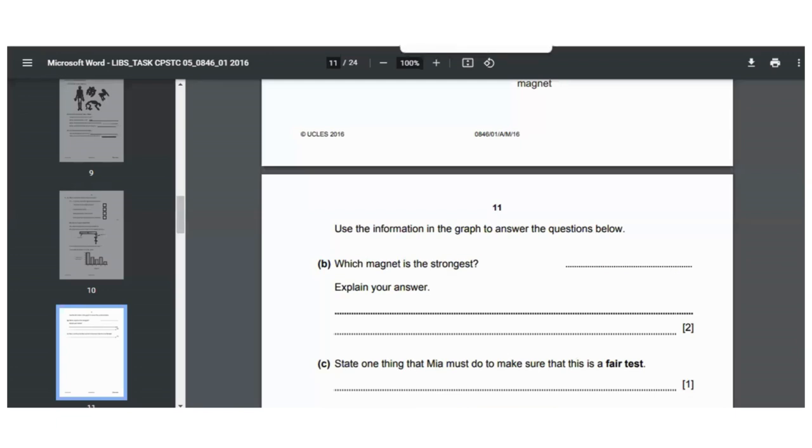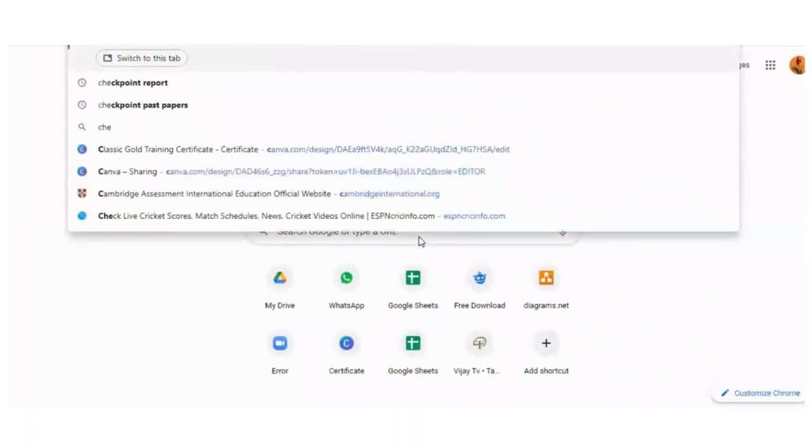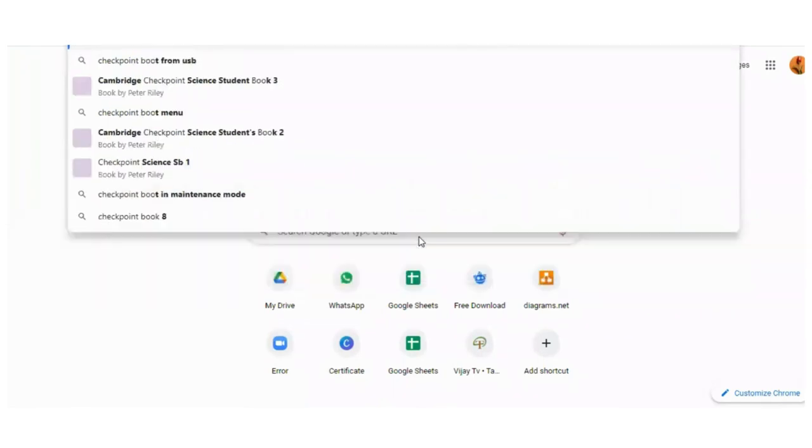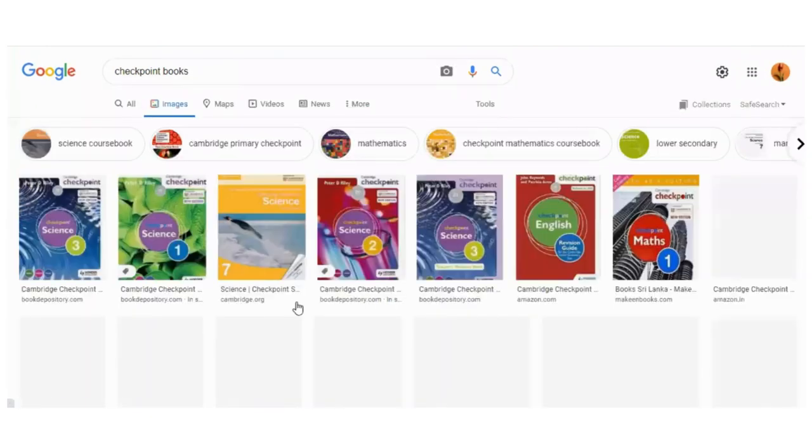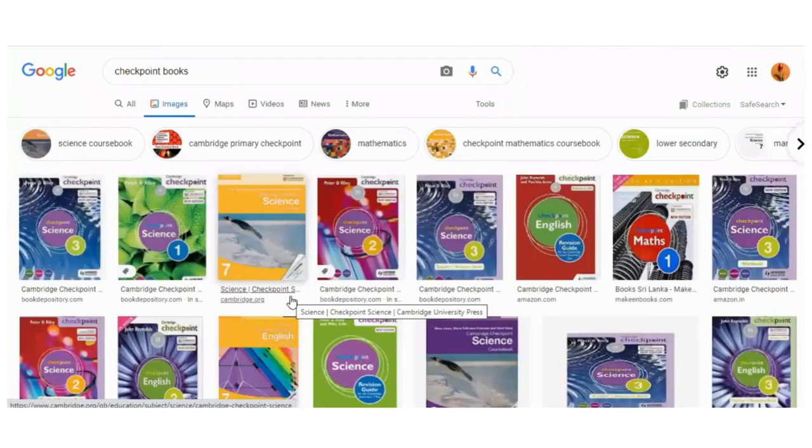Before I move on to secondary checkpoint, I do want to show you about the books. In terms of years and grades, I don't know how many of you are aware of the difference between years and grades. Actually, the grade system, which many of us follow, like if you are in grade 8, it's like year 9. So usually the year system is 1 year ahead of the grade system.